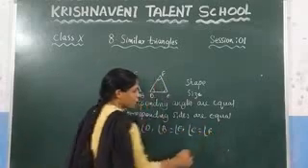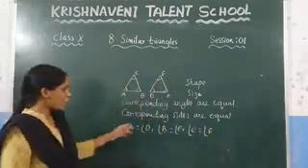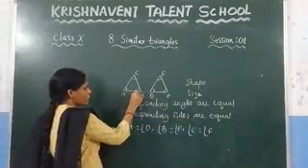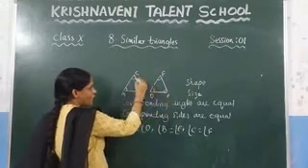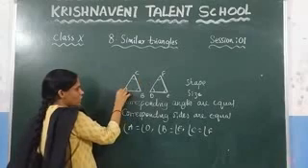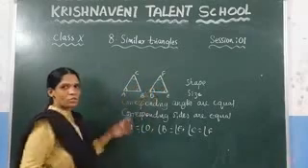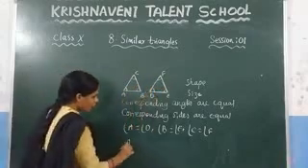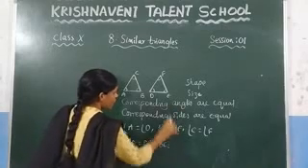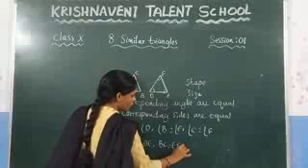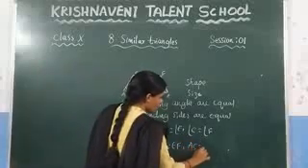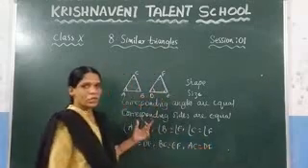This is nothing but the corresponding angles are equal and the corresponding sides are also equal. That means the corresponding side of AB is DE, the corresponding side of BC is EF, and the corresponding side of AC is DF. So these should be equal. That means AB must be equal to DE, BC is equal to EF, and what is left out, AC is equal to DF. This is about the congruency.